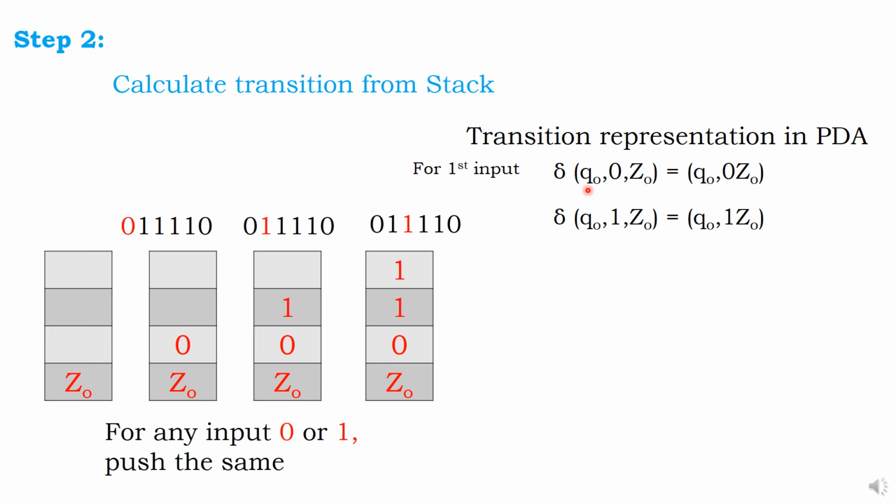Delta of Q0, 0 is the input, top of the stack is Z0, push 0 above Z0. That's what I am doing. Q0 stays Q0, because all this is stage 1. Q0, when 1 is the input, top of the stack is Z0, again push 1 over Z0.